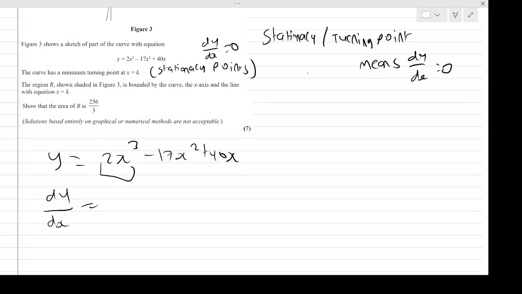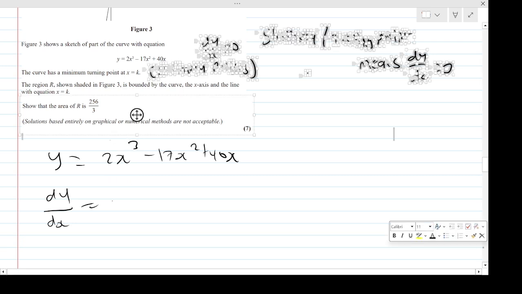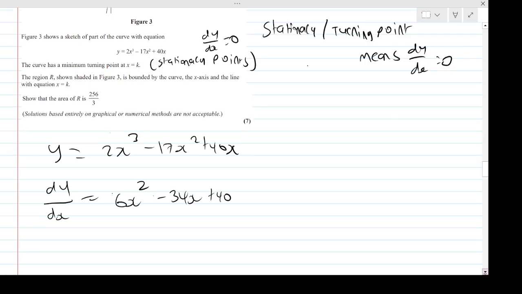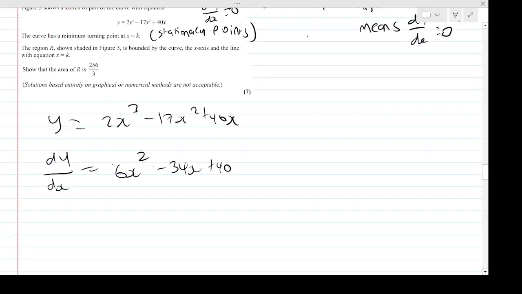Well, if we differentiate 2x cubed, we multiply by the power, move the power to the front, so 2 times 3, which is 6x, and we knock 1 off the power. 3 take away 1 is 2. Then, the same with minus 17x squared, we bring the power to the front, so times that by 2. Minus 17 times 2 is minus 34x. Knock 1 off the power to get 1. Well, that's just x, and x to the power 1 is just x. And then 40x just goes to 40, right? Okay. That's my derivative. I now need to set that to 0.